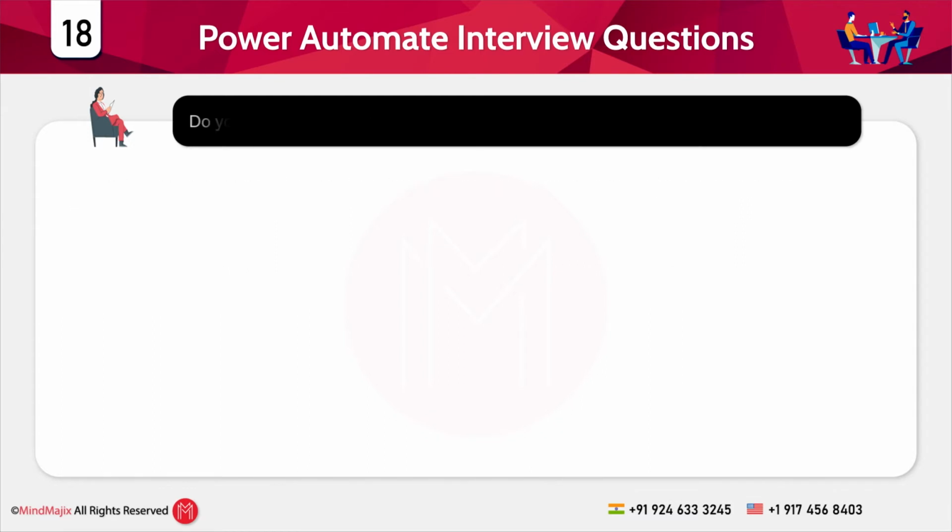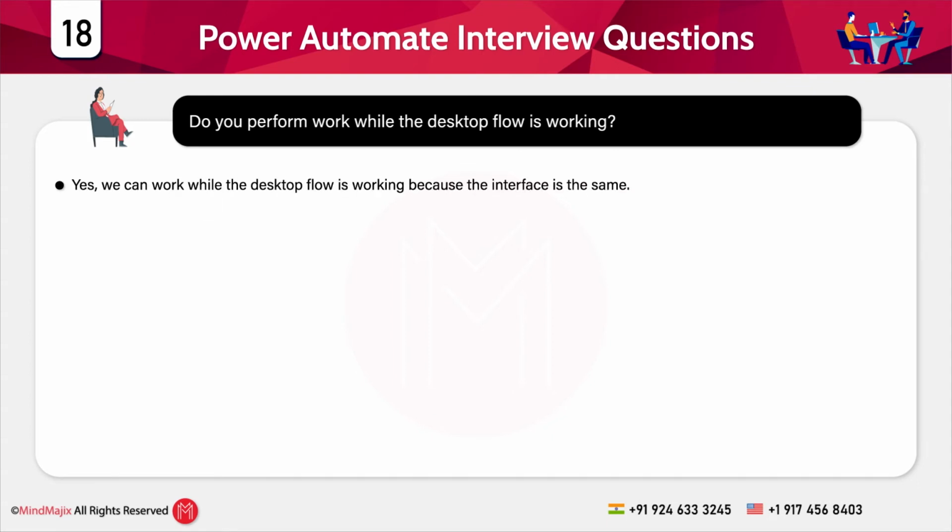The next question is, can you perform work while the desktop flow is working? So the answer to this question is yes, we can work while the desktop flow is working because the interface is the same. While this flow is working, we can use any human interface to input any values into a block point. So yes, of course, we need to use Power Automate to control the rights.